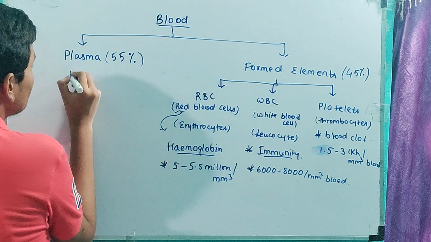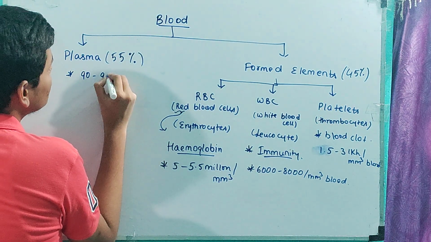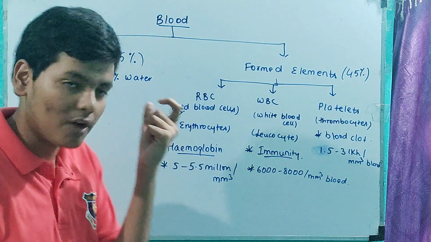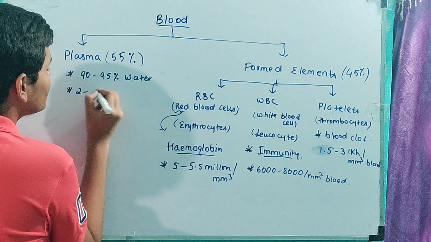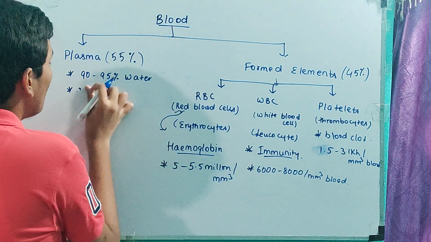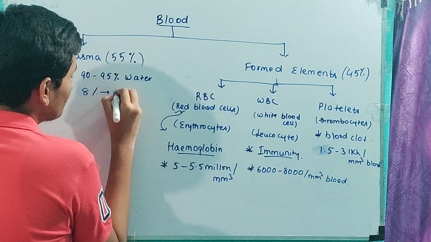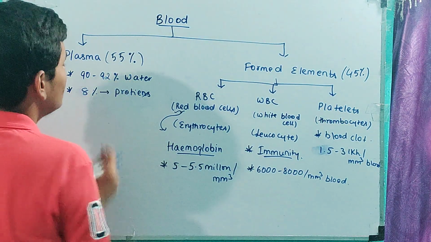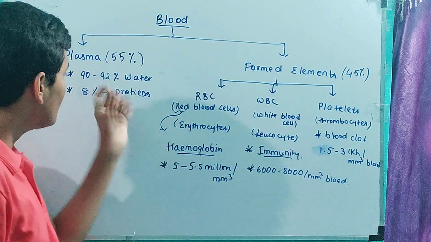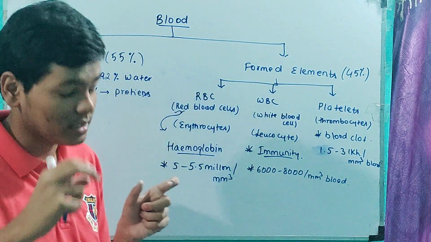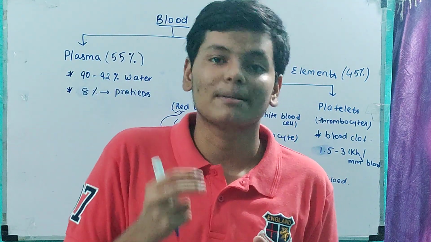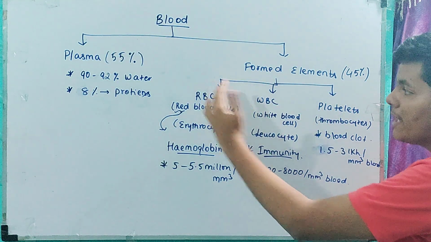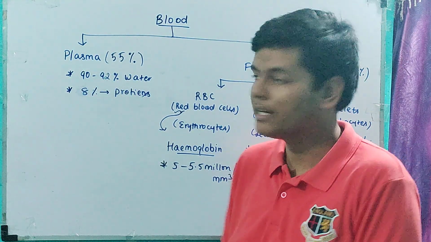Now coming to plasma. Plasma is nothing but 90 to 95% water, and the remaining is mostly protein. It is usually 90 to 92% water, and almost 8% is protein. If you want, you can take this as 92 as well. It also has some electrolytes, which means some minerals and ions, and it also has some gases. Plasma is what remains from the whole blood if you remove all the cells; the remaining liquid part of the blood is known as plasma.